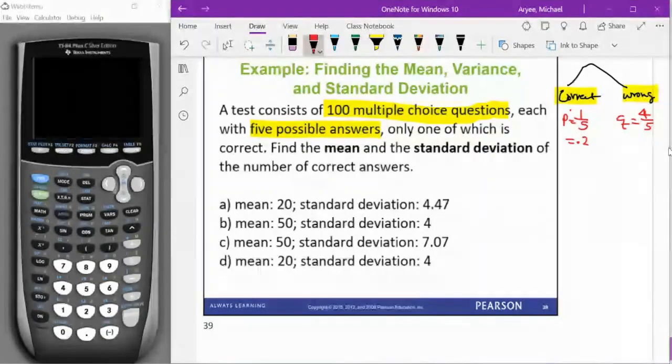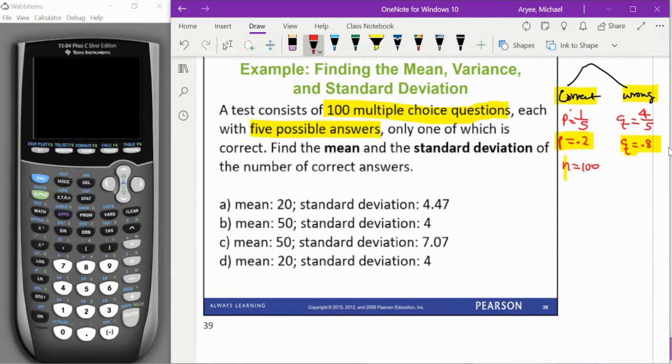Because when you add them, you're going to get 5 over 5, that gives you 1. So this will be 0.8, or you could do 1 minus 0.2, which will still give you 0.8. So P is this and Q is that. Okay, so here what we would do is ask how many questions were there? N is 100, right? N is equal to 100.